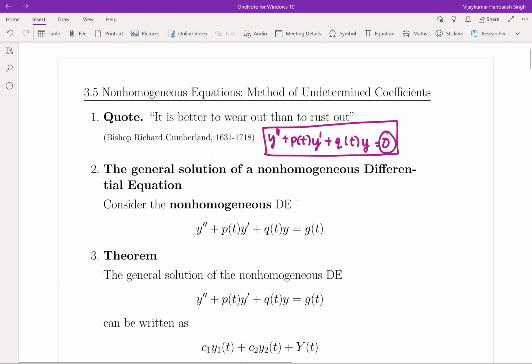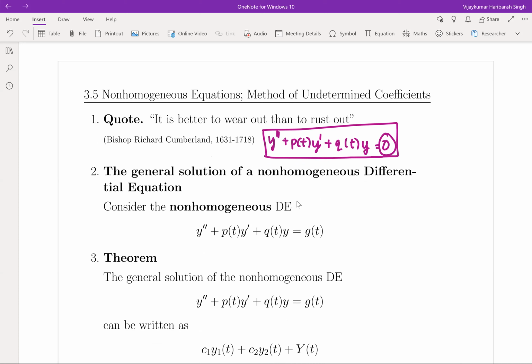So we want to now move to the next step where we have y'' + p(t) y' + q(t) y = g(t). So this g(t) is not necessarily 0, right? So g(t) is non-zero. Such a differential equation is called a non-homogeneous differential equation. It's still second order, and it is still linear, but it's a non-homogeneous differential equation. And we want to understand how to find the solution to this equation.